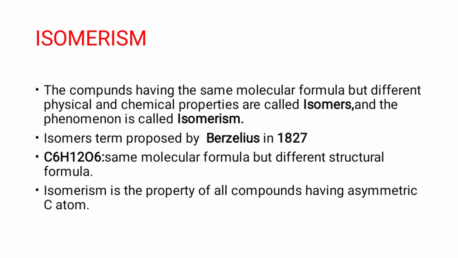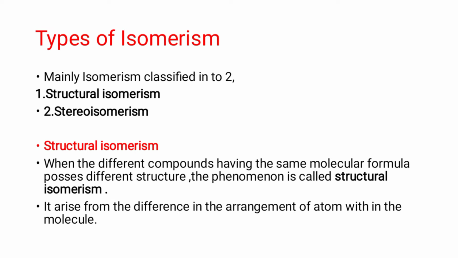The term isomerism was proposed by Berzelius in 1827. Example, the glucose molecule, their chemical formula is C6H12O6. They have the same molecular formula but different structural formula. Isomerism is the property of all compounds having asymmetric carbon atom.